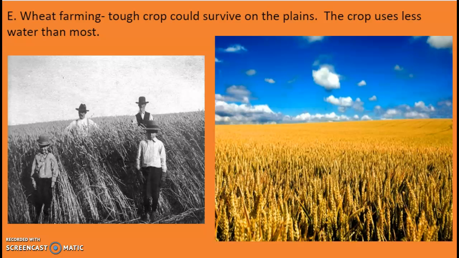People started to grow wheat, which is a very tough crop to grow. It's hard on the soil, but it could survive over the plains because the crop uses less water than most other crops. So you can see on the left and right, there's examples of people standing in a wheat field, and then on the right, there's a picture of just a very, very large wheat field. So they were able to grow because the Great Plains provided a good location for that crop to grow.